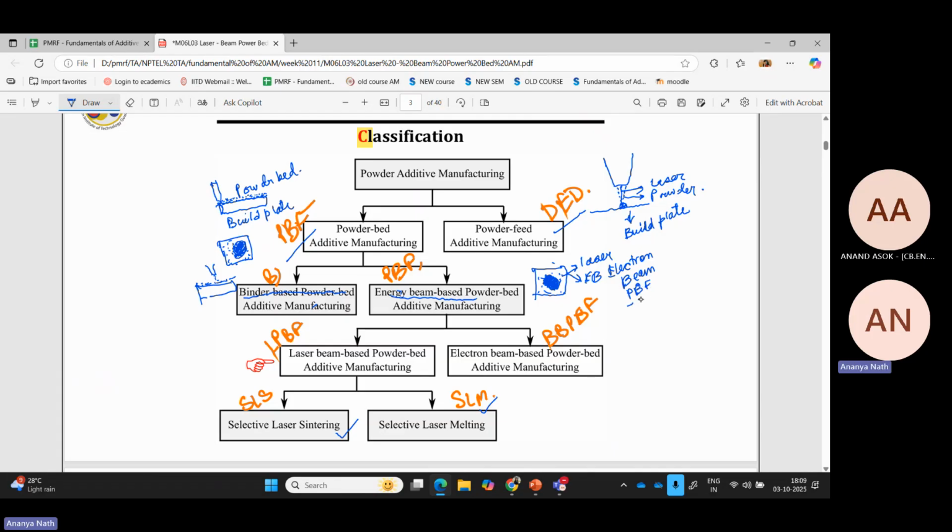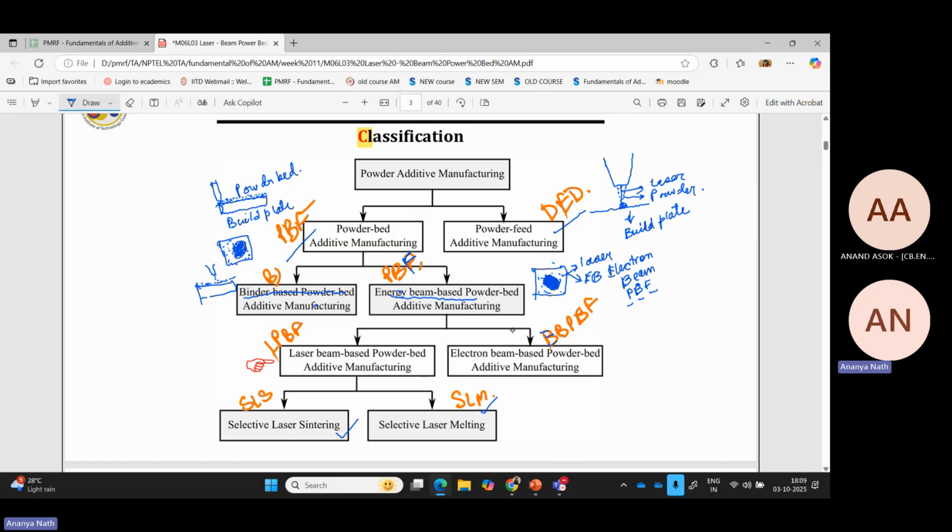PBF is powder bed fusion. No, before that on the top it is PBP, right? No, no, it's PBF. I only wrote it last year. Yeah, it's PBF. So PBF, one is laser beam based, one is energy beam based.